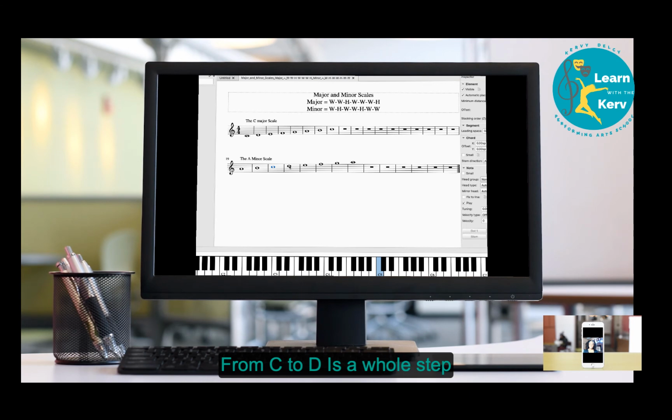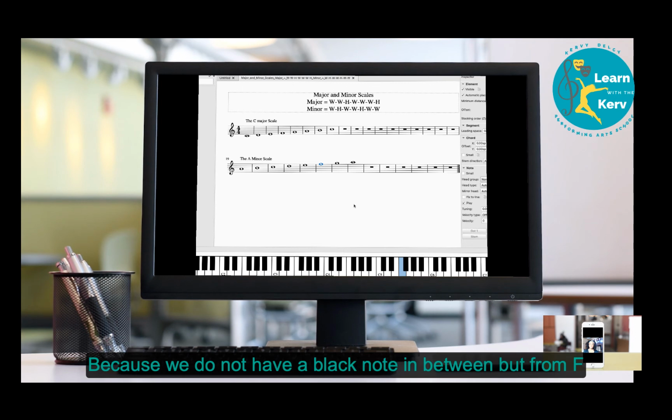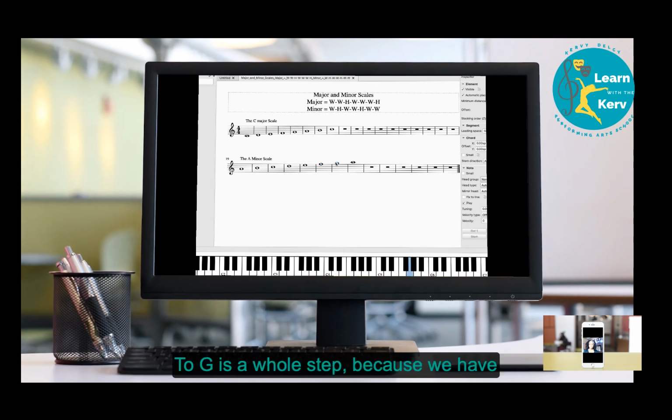From C to D is a whole step. We have a black note in between. From D to E is a whole step. We have a black note in between. From E to F is a half step because we do not have a black note in between. But from F to G is a whole step because we have a black note in between. From G to A is a whole step because we have a black note in between. Now, I'm going to play them for you.